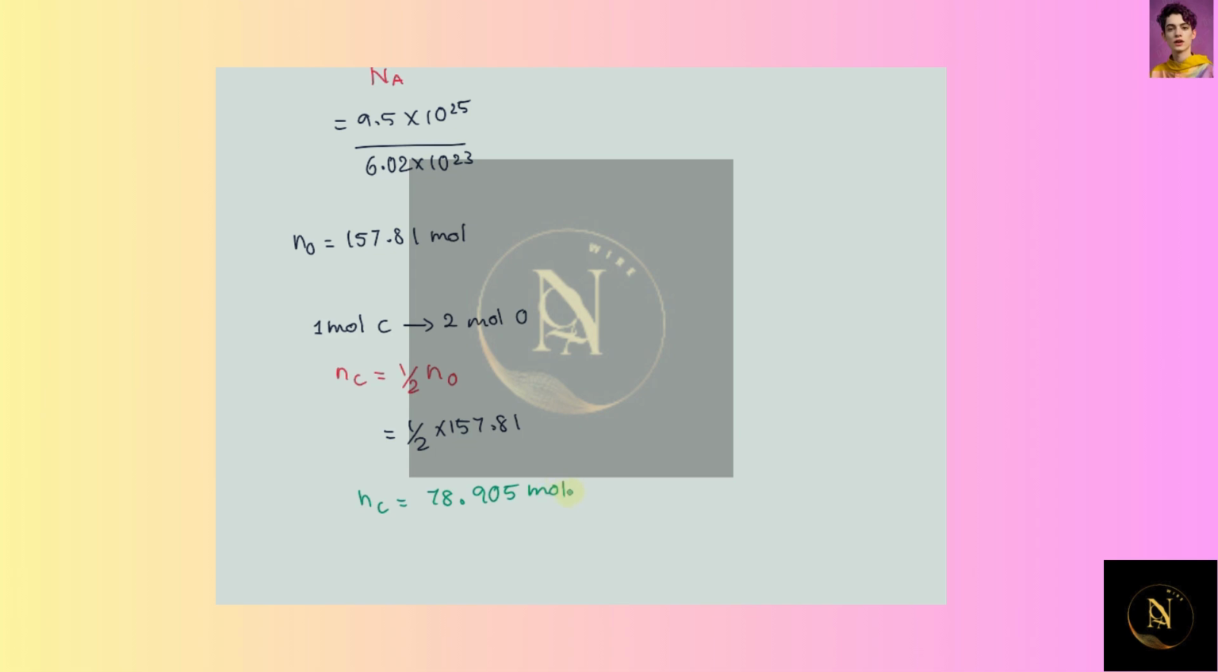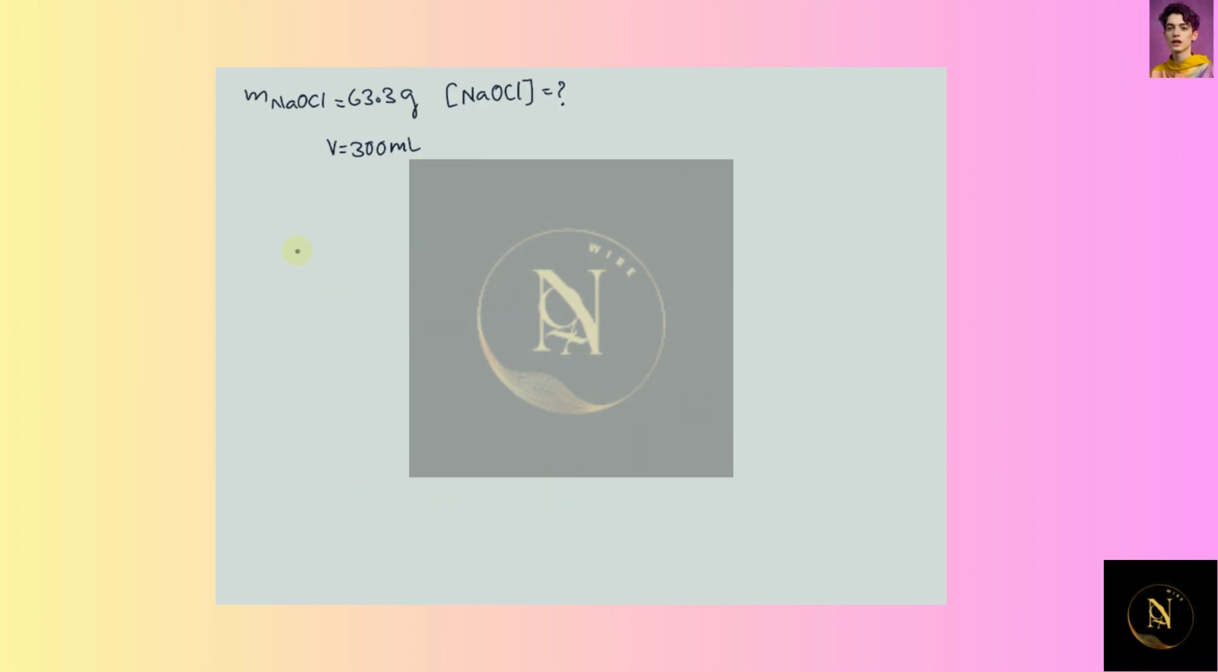78.905 moles. Coming to the last part of the question, here the mass of the bleach solution, that is the mass of the sodium hypochlorite in the bleach solution has been given and the volume has been given. We have to find out the concentration of the bleach solution or the concentration of the sodium hypochlorite in the bleach solution. So at first we have to calculate the number of moles of sodium hypochlorite, which is given by mass divided by molar mass. Substituting the values, that is 63.3 divided by molar mass of sodium hypochlorite, which is 74.44. On dividing this, we will get the number of moles will be equal to 0.85 moles.